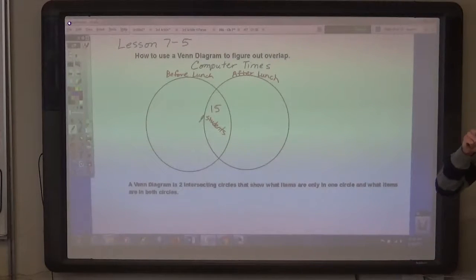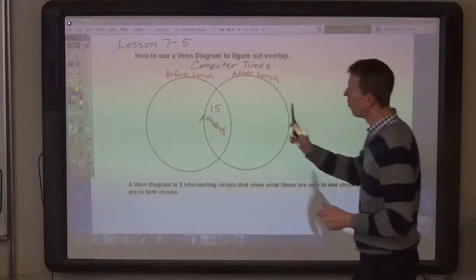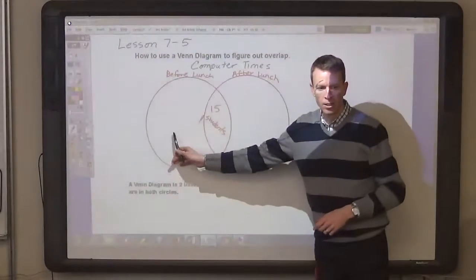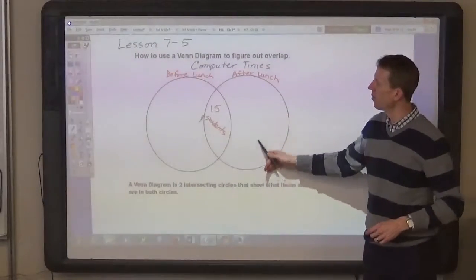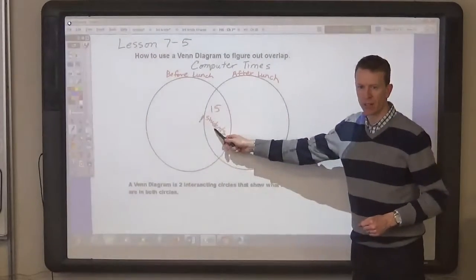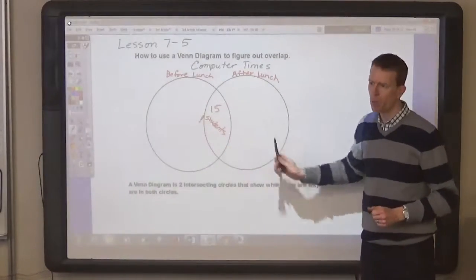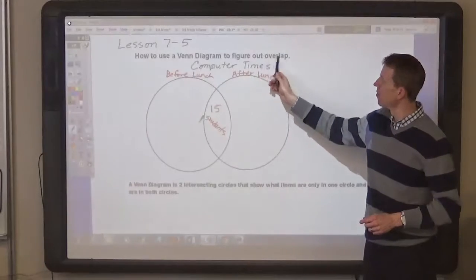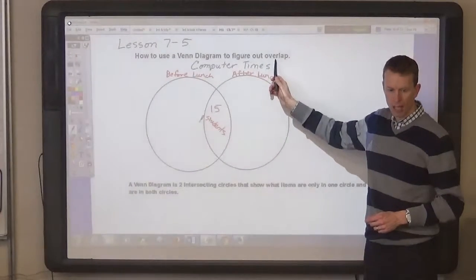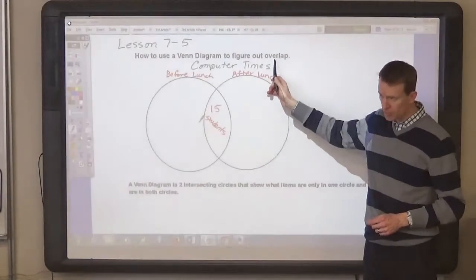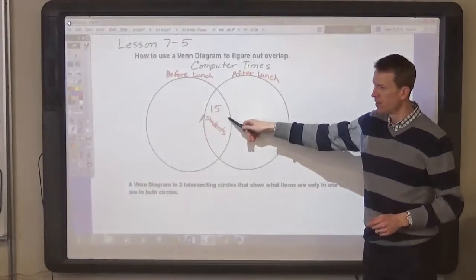It compares numbers and it compares the results, and it helps you figure out what things are only in one category, only in another category, or in both categories. This is a way of modeling a problem to help you figure out what is the overlap, it's called overlap, okay? It's the amount that's in both.